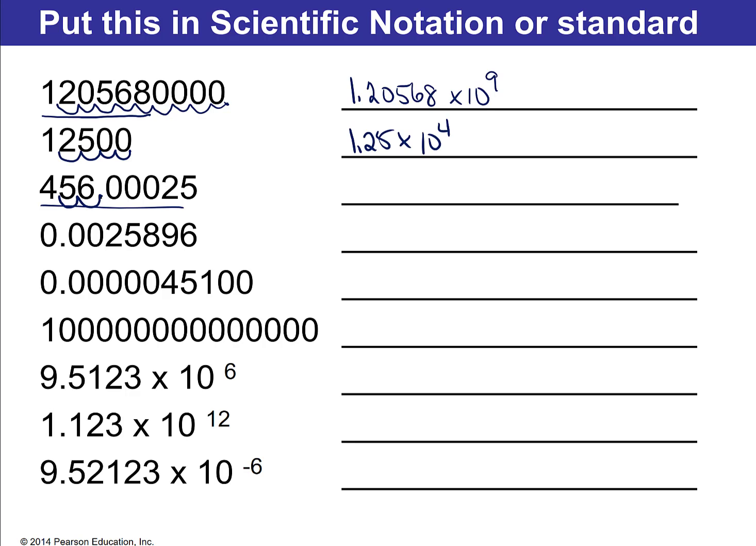I want to make my number between 1 and 9. So you're just going to move your decimal place to between 1 and 9. So 4.5600025 times 10 to the second. So it didn't really help. Big numbers, with lots of zeros, those always are better.